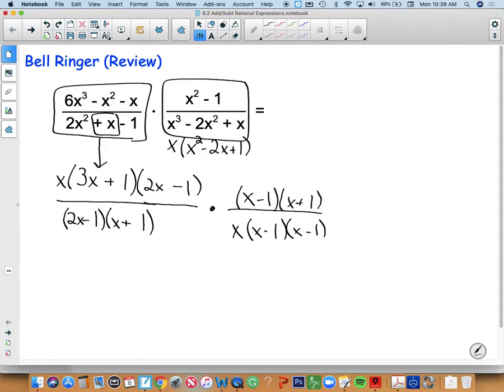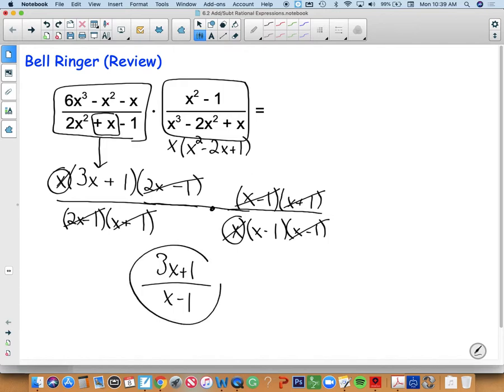And since we're multiplying, we can just think about everything on top and everything on bottom and start canceling as we see it. So I see a 2x minus 1 there and there, so those will cancel out. x plus 1 there and there, x minus 1 there and there. And then we have those x's out in front, so we can cancel those out as well. So then we just write out what we have left. We have a 3x plus 1 on top, and we have an x minus 1 on the bottom. So that looks like that's what we have left. That would be simplifying the rational expressions here, simplifying the multiplication problem.